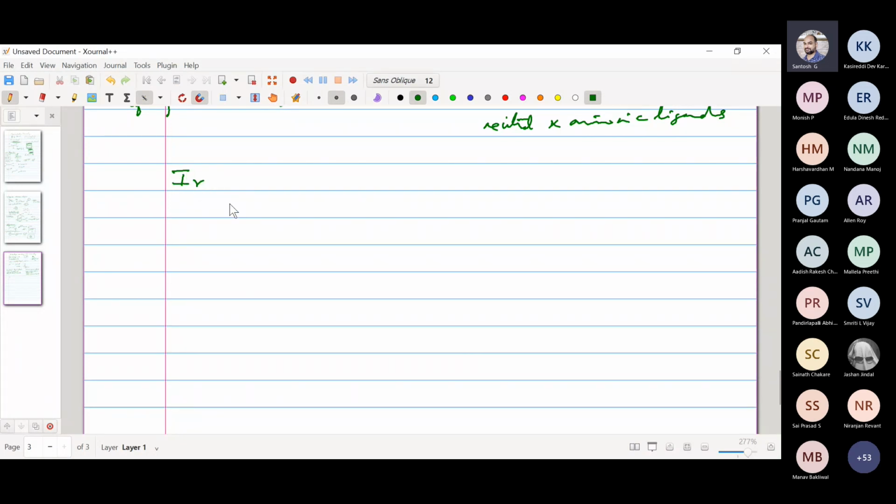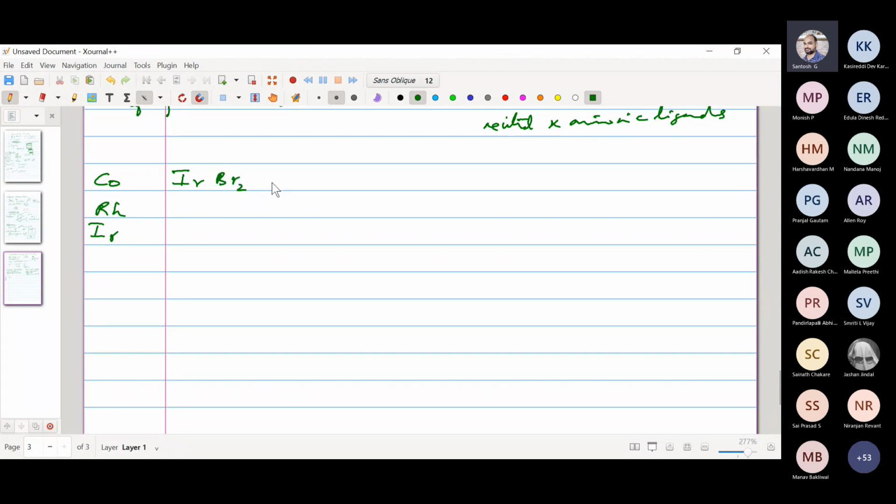This is iridium. Iridium is in which group? It's in the cobalt group. If you look at the periodic table, you have cobalt, rhodium, iridium. Whatever valence electrons you have in cobalt, it will be the same thing, only in different shells. So let me draw the structure.